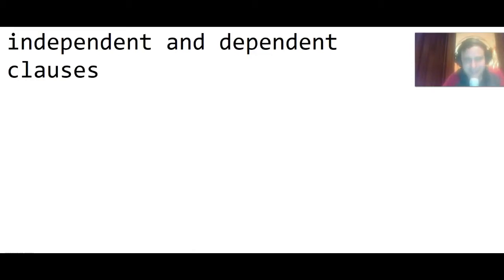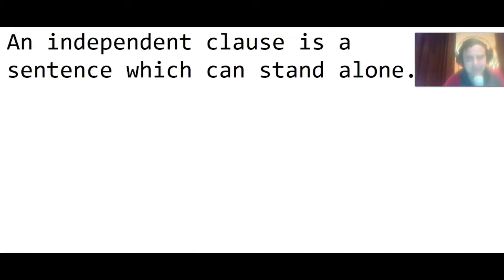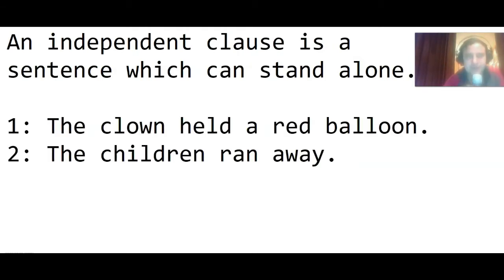Independent and dependent clauses. An independent clause is a sentence which can stand alone. Here are two independent sentences. They are also called independent clauses.